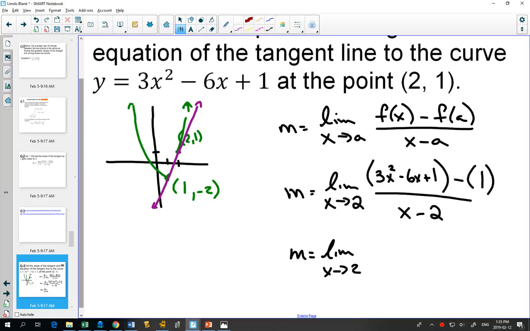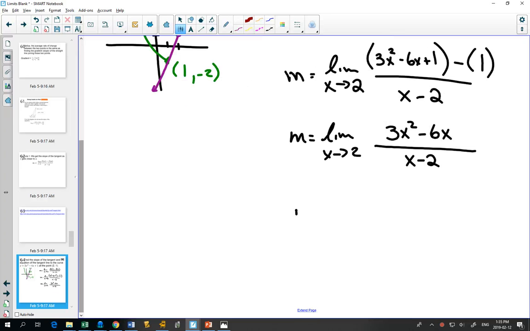Can you see on the top, I could simplify the top a little bit? 1 minus 1, this will just become 3x squared minus 6x. And on the bottom, I have x minus 2. So that was good. That simplified things a little bit. Any ideas? Factor out a 3x out of the top. So our slope will equal the limit as x goes to 2. And if I factor a 3x out of the top, oh man, isn't that nice?